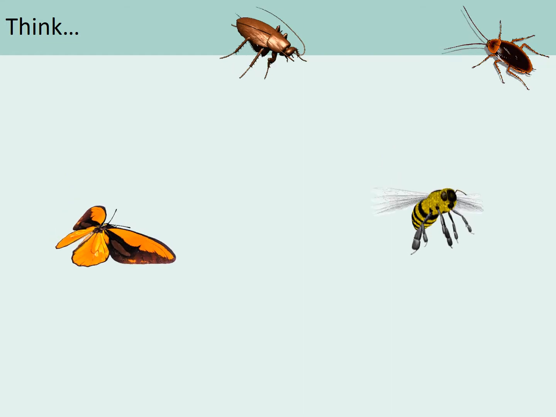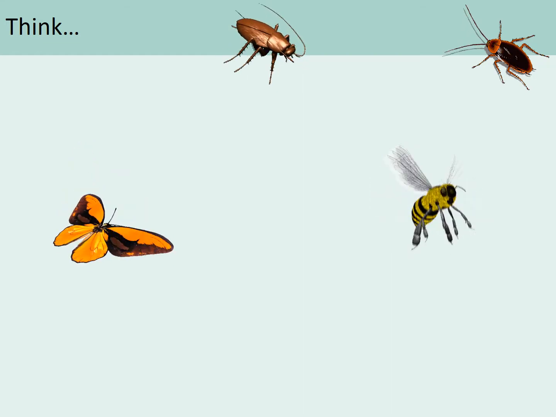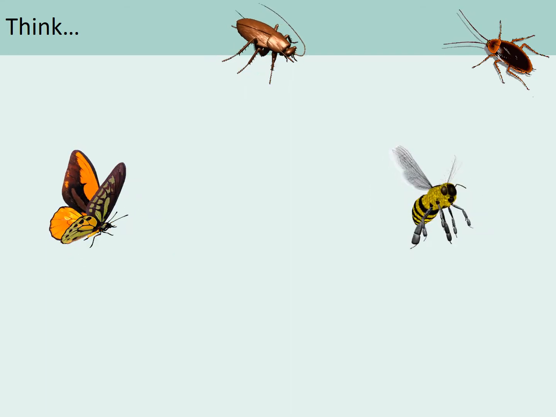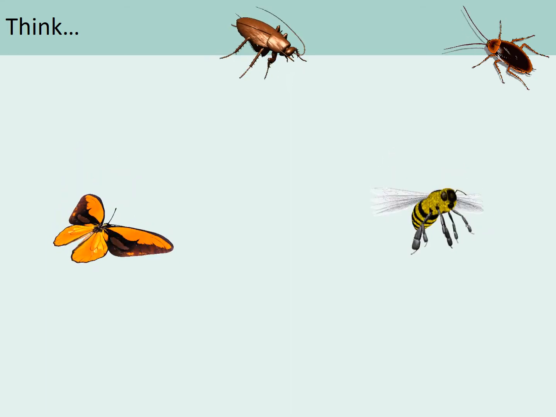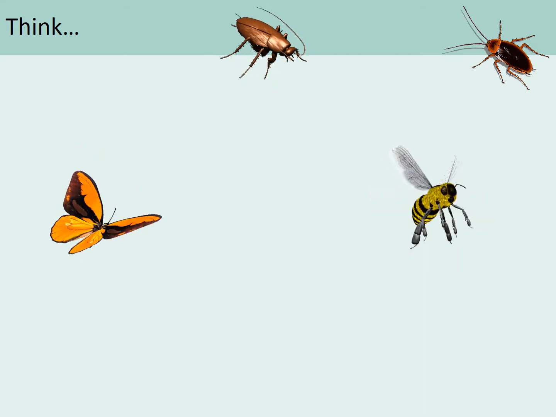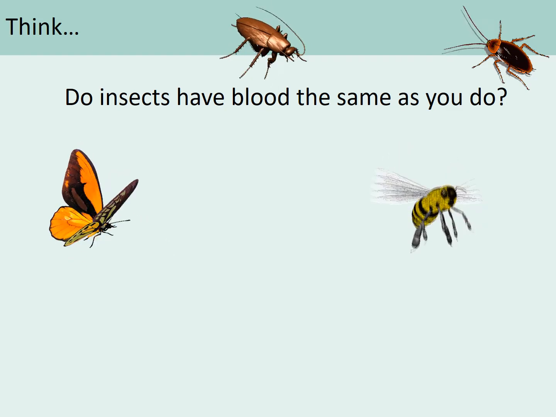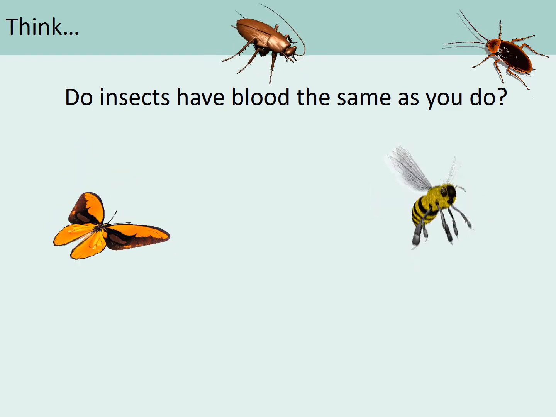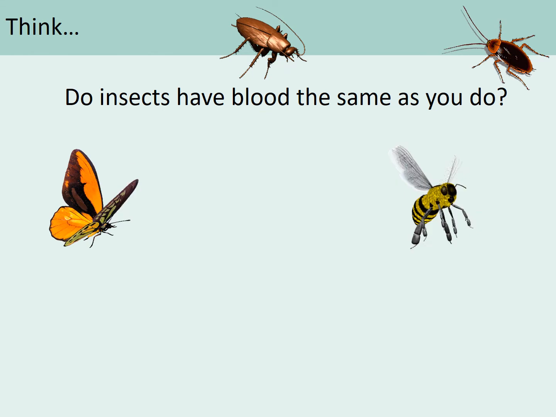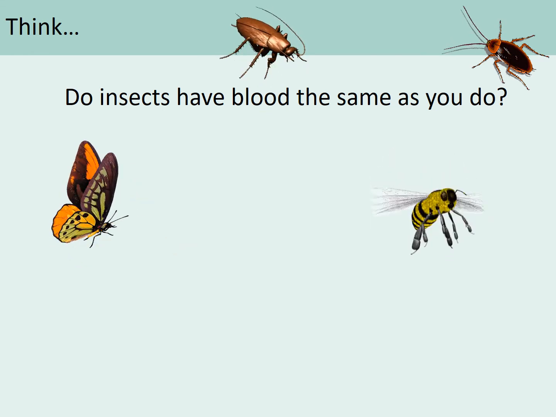Okay, so here are some pictures of some insects. And they are obviously multicellular, contain lots of cells, different cells forming different functions. The question is, do you think that insects have blood the same as what we do? Okay, so have a little ponder of that. Do you think it is the same? What do they have instead if you think that it is different?